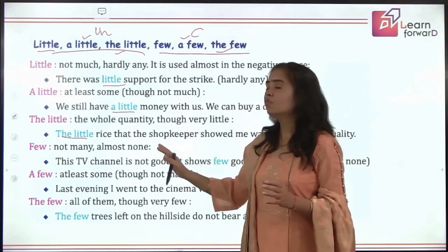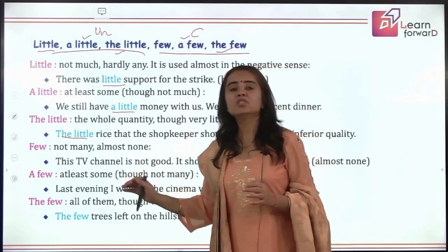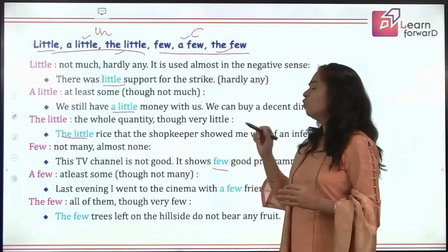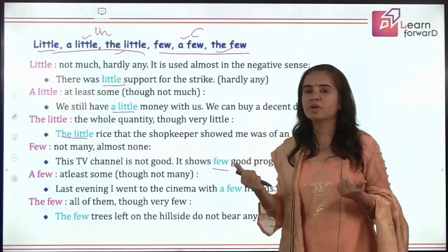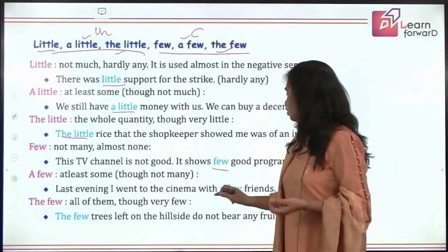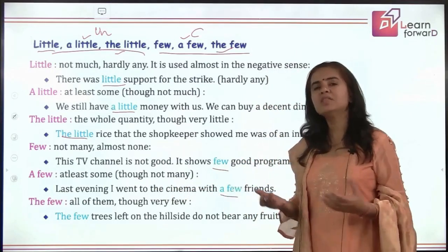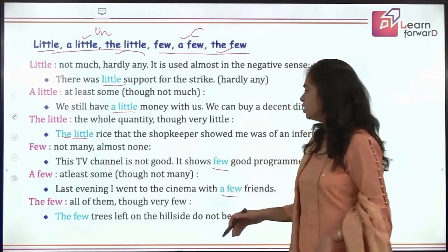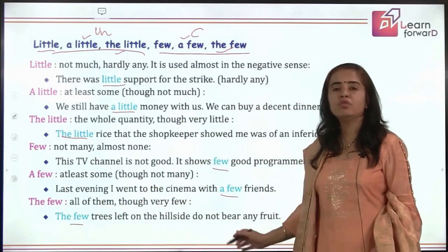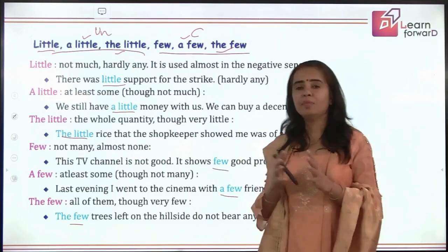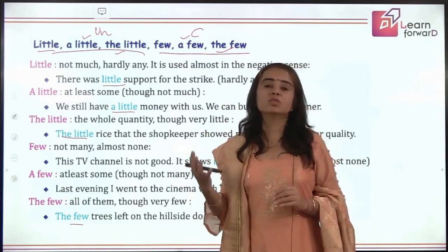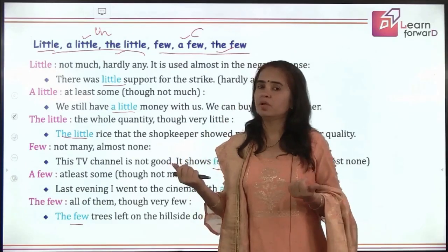Same happens with few, a few, the few, but that is for something which is countable. This TV channel is not good. It shows few good programs. That means the number of programs is not good enough. It's almost negligible. Last evening, I went to the cinema with a few friends. That means the number was good enough. We enjoyed. And the few trees left on the hillside do not bear any fruit. That means already they have been cut down. Only few are left. But still, all those, whatever small number is there, even they don't bear any fruit.